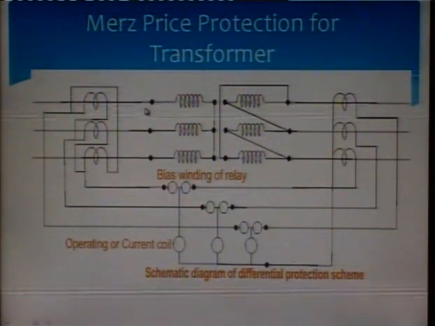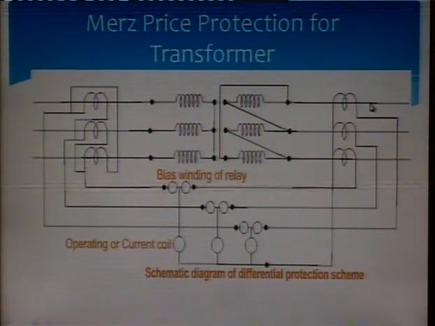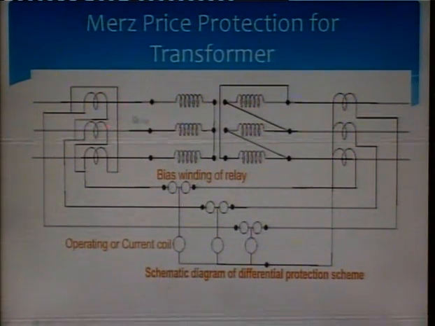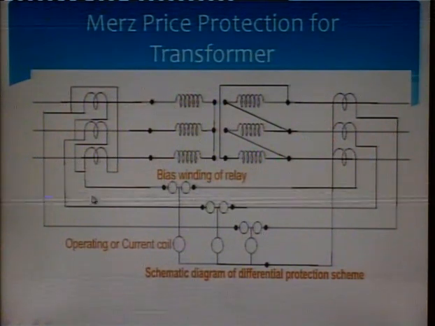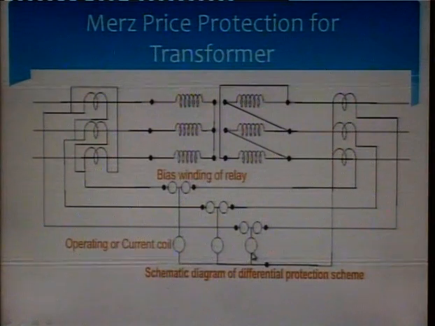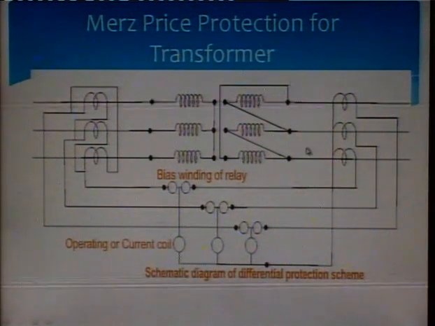So, in short, I can say that under the normal condition, the incoming current should be equal to the outgoing current, but if there is a fault within this zone, then the incoming current would not be equal to the outgoing current, and so a balance current will flow through the pilot wires. That current will energize the relay coil, and the relay coil will give a signal to the trip circuit. In this case the protection of the transformer has been done.